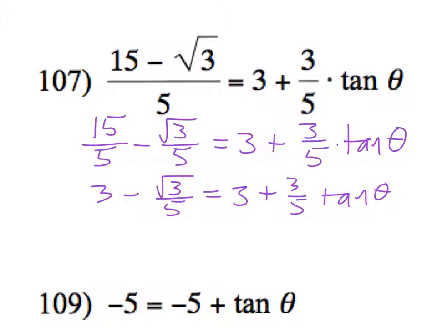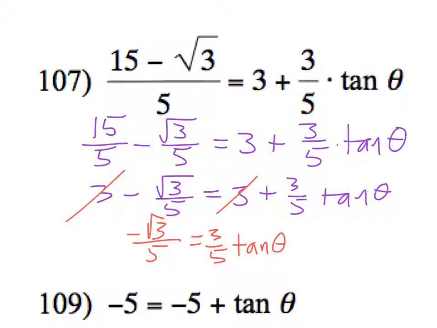If I minus 3 from both sides, those are going to cancel out. And we're left with negative the square root of 3 over 5 is equal to 3 over 5 tangent theta. If I multiply both sides by 5, that cancels out my denominators. And if I divide both sides by 3, I end up with negative root 3 over 3 is equal to tangent of theta.